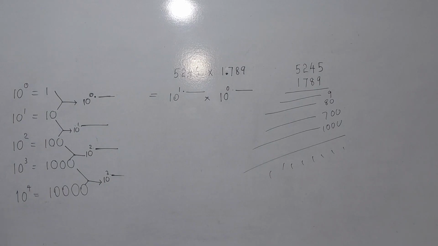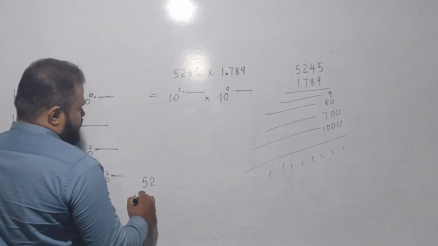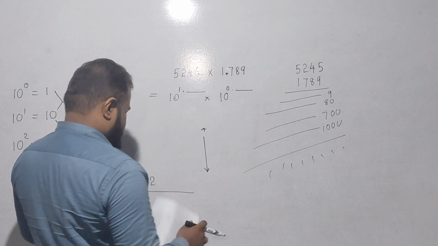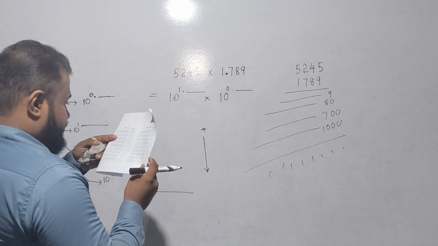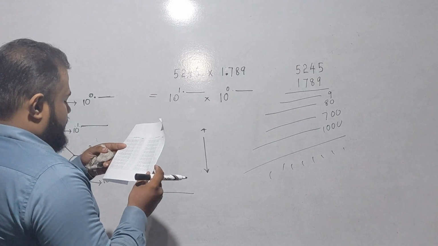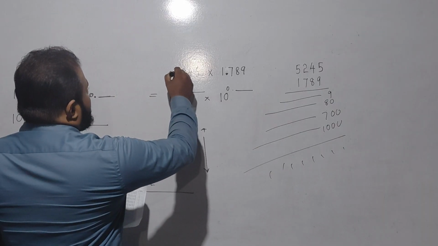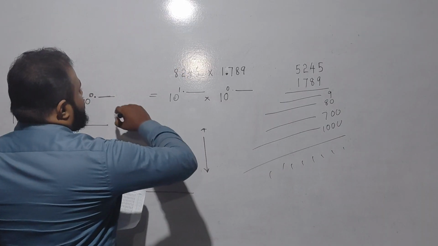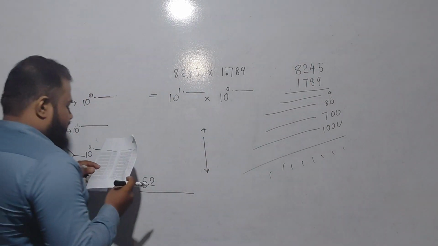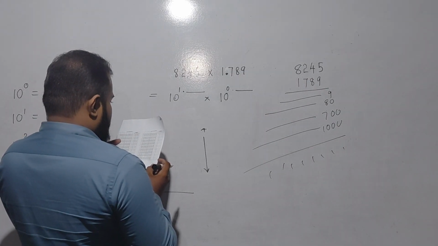Now we are going to find the log values of them. 5245. How to find that? Go horizontally from 52, come vertically from 4, and get the value. What is 52's 4 value? Every time I use 52. So let's make this 8245. Okay. 82's 4 is 9159.